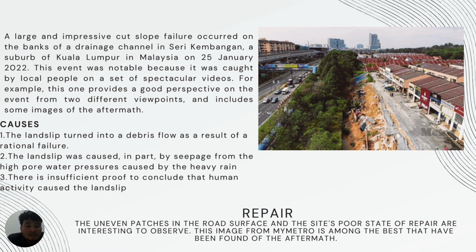Cause number one is the lensing to go into the flow and result in foundation failure. Number two is lessening in the ground in pipe by spiral from the hyper water vessel and by the heavy ride. Number three is the flow included human activity and lesson. A repair is within the road surface and the site from the set of a repair, a necessary overlay. This image mesh and material amount to best to have, we found the aftermath.